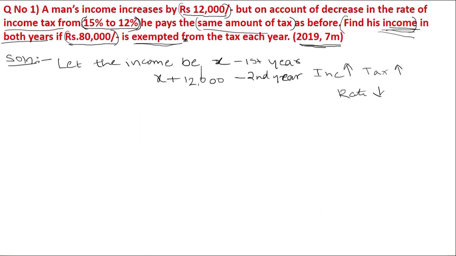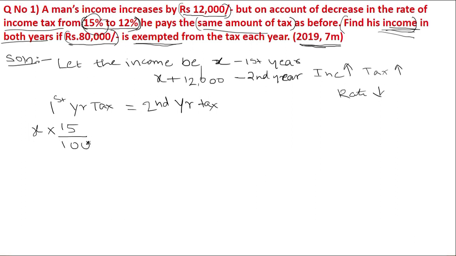Now, what else have they given? He pays the same amount of tax. That means the first year tax is equal to the second year tax. So how will you calculate the tax? Tax can be calculated by multiplying the income into the rate of tax. So what is the first year rate of tax? It is 15 percentage, correct? So X into 15 divided by 100.